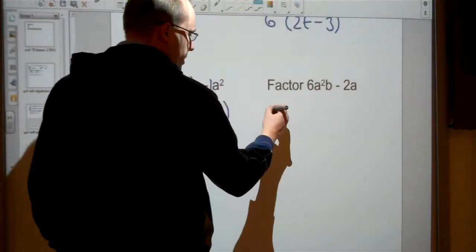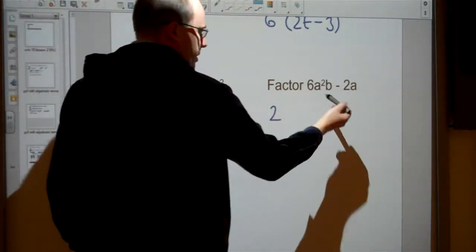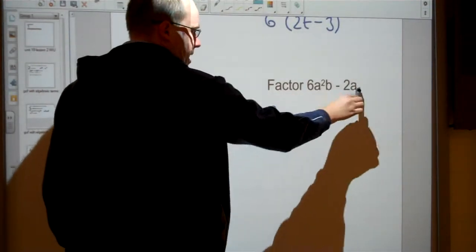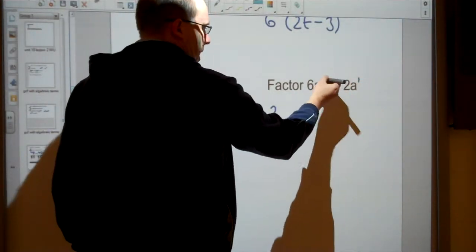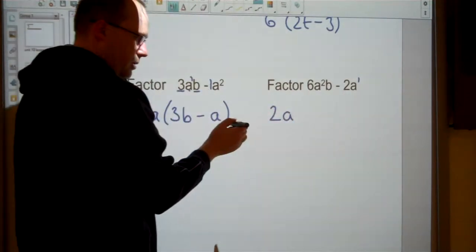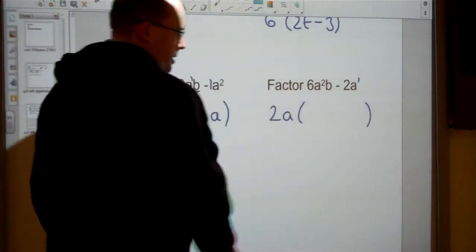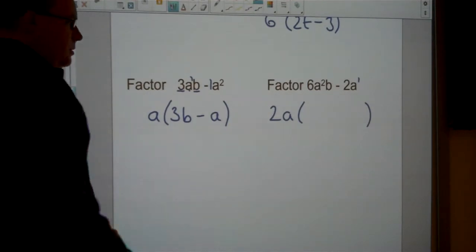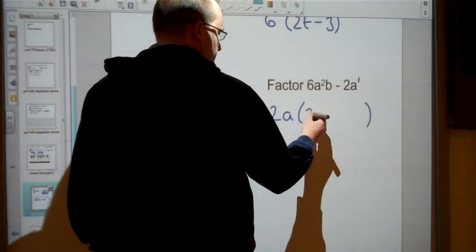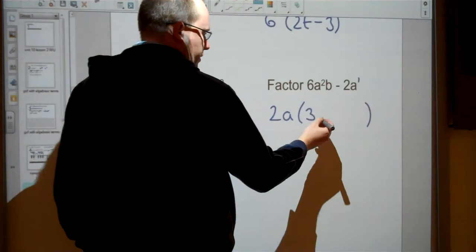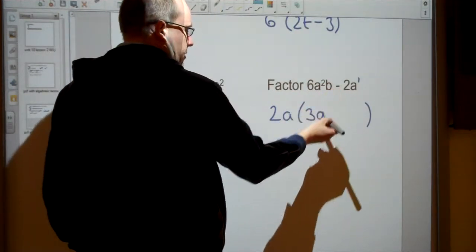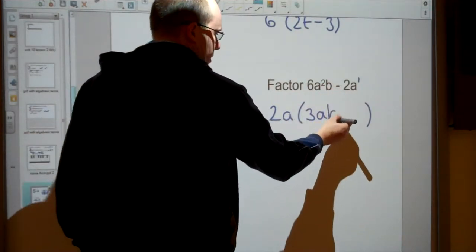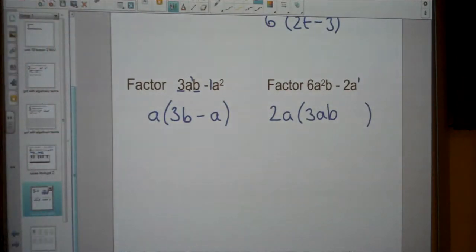Our last one. 6 and 2, I can see they're both in the 2 times table. And I can see if there are any letters the same. Well, I've got A and A here. Power of 2, power of 1. So we go with the lowest power. And then we just have to make sure, what do we times 2A by to get that expression up there? Well, 2 times 3 gives me 6. A times what gives me A squared? A. I can also say I need a B, which I don't have here. So I've got my little B here.